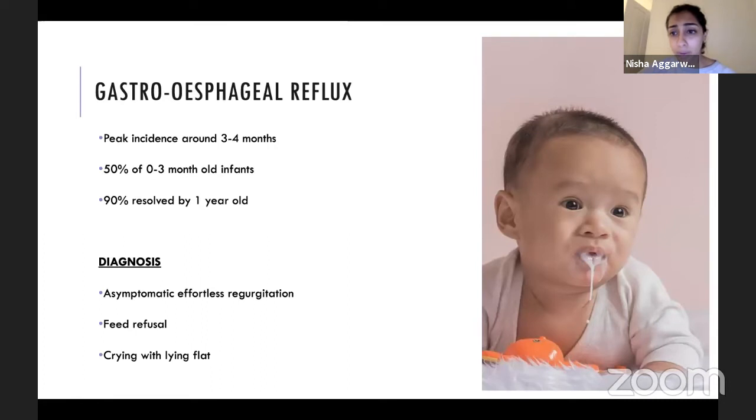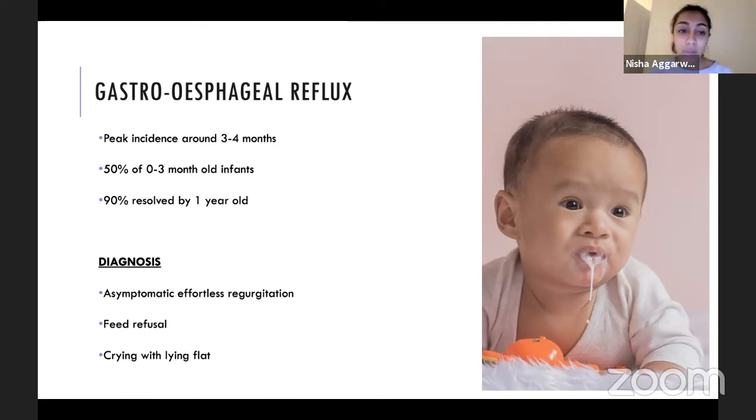So just to talk a bit about GORD, that baby's so cute, even though it's got stuff dribbling out of its mouth. Gastroesophageal reflux is quite common in children. The statistics suggest that about 50% of 0 to 3 month old infants have an element of reflux, and it normally peaks around 3 to 4 months of age, but it resolves by 1 year.